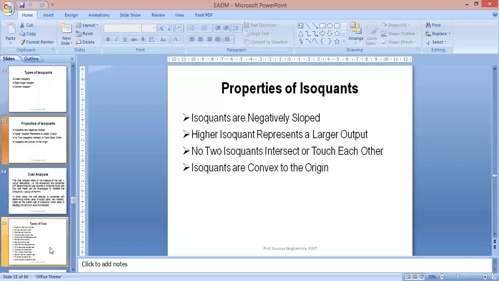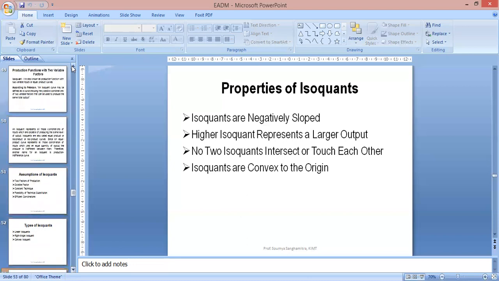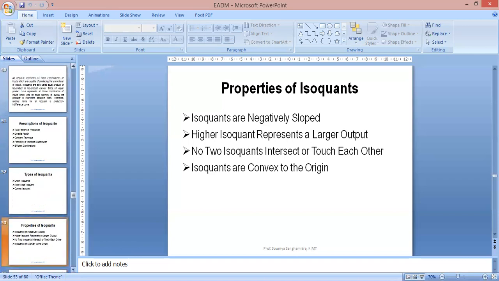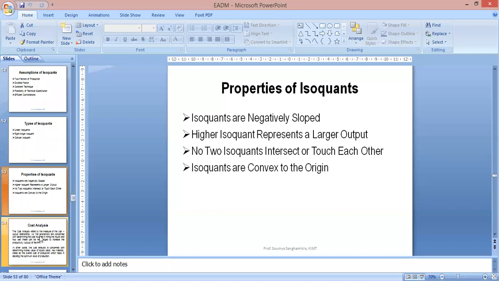It's all about production function with two variable factors. Then our next is cost analysis.